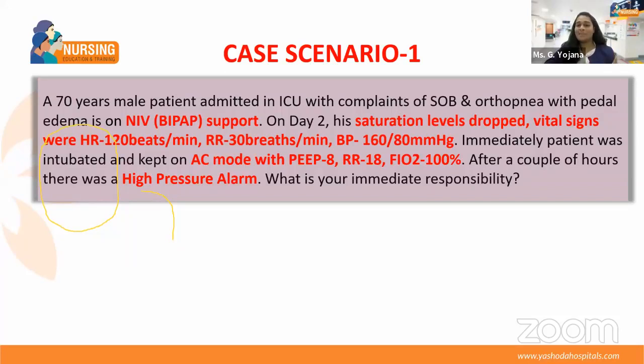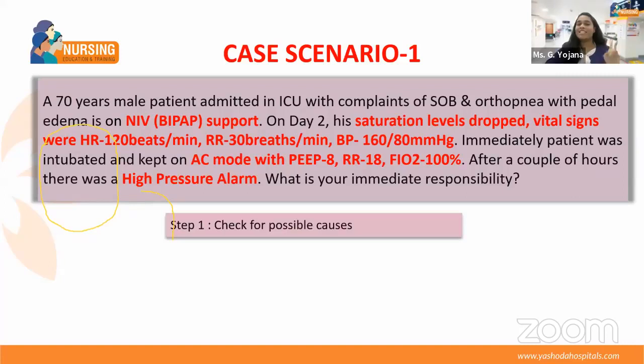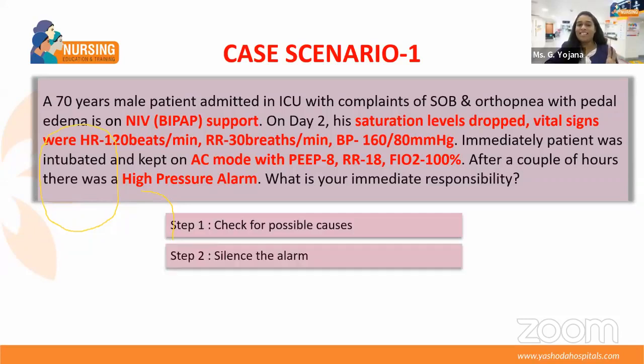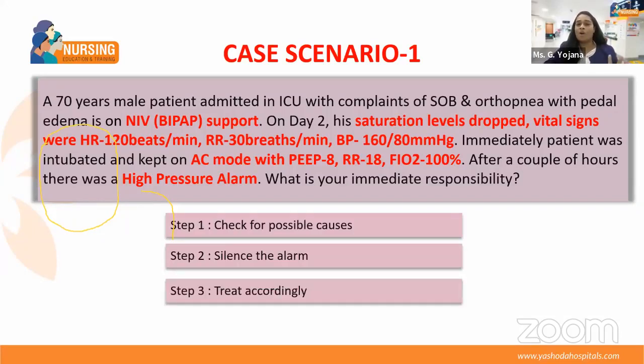Okay, so first, there are 3 steps as I told you. The first thing is to check for the possible causes. Next, you have to silence the alarm and treat accordingly. For example, with a high pressure alarm, maybe there is a mucus plug. If there is a mucus plug, you have to do suctioning. If there are any secretions or water in the tube, you bag the patient and remove the water from the ventilator circuit. These are your interventions. Treat the patient accordingly and immediately inform the doctor. So this is how you need to manage when you are taking care of a patient in ICU on a ventilator.